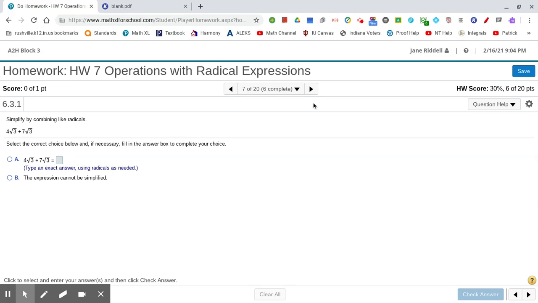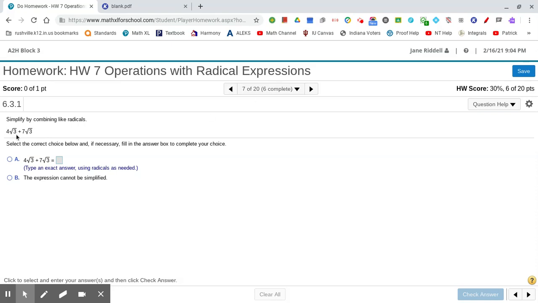Now we're going to start getting into these operations. So we're going to add, subtract, multiply, and divide. First we're going to start off by adding and subtracting. The way it works with radicals is, even though these aren't variables, they're kind of treated like variables when it comes to like terms. So you're looking for the exact same radical. That means the same index and the same radicand. So you're looking for what's underneath the radical to be the same as well.